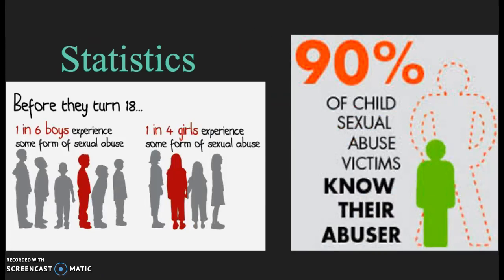In section 4, I'll be talking about some statistics about childhood abuse. Here it shows that 1 in 6 boys experience some form of sexual abuse before they turn 18, as well as 1 in 4 girls experience some form of sexual abuse before they turn 18. It is also shown that 90% of sexual abuse victims know their abuser. Earlier, I stated that 20% of men have had sexual thoughts of children, and 2% of adults have sexual interests involving children.